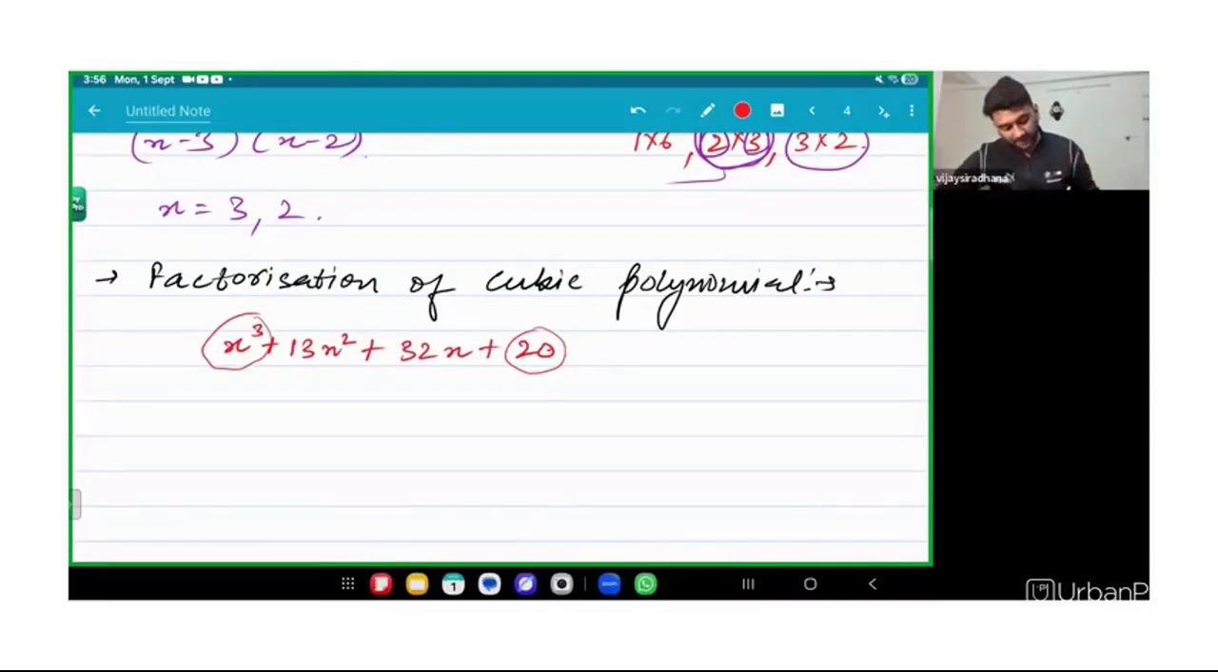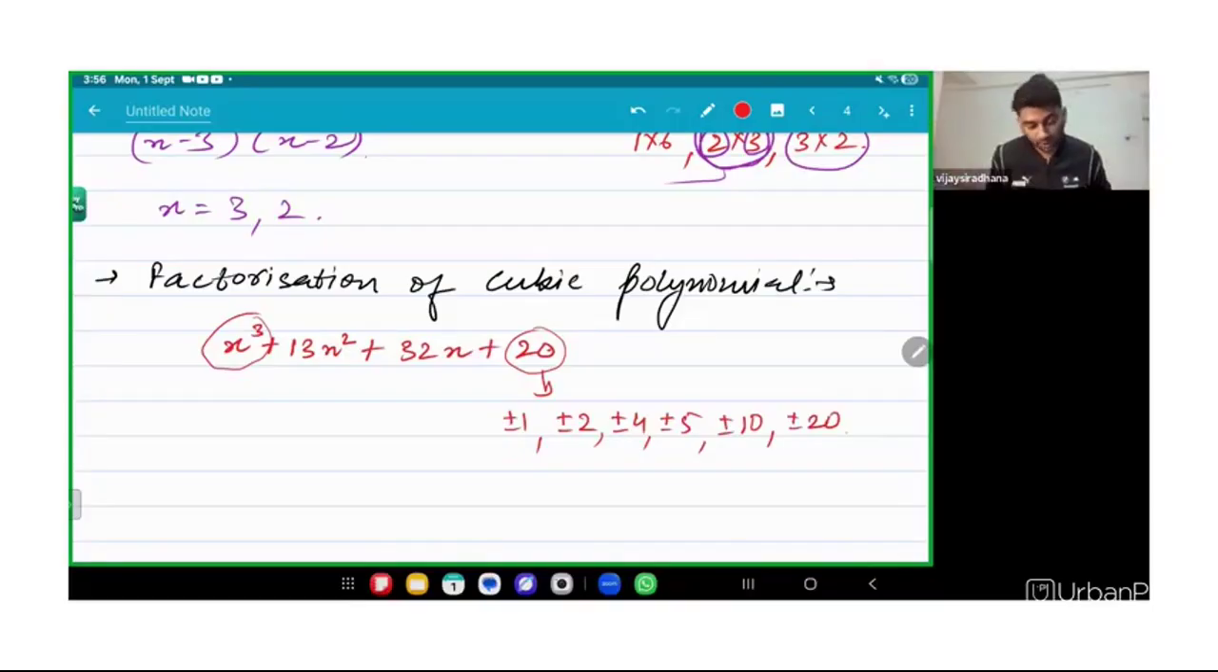All the possible factors of 20 will be plus or minus 1, plus or minus 2, plus or minus 4, plus or minus 5, plus or minus 10, and plus or minus 20 as well.